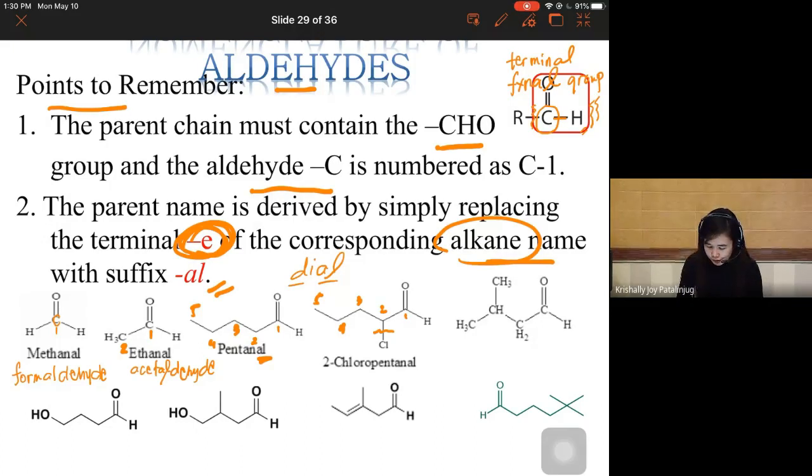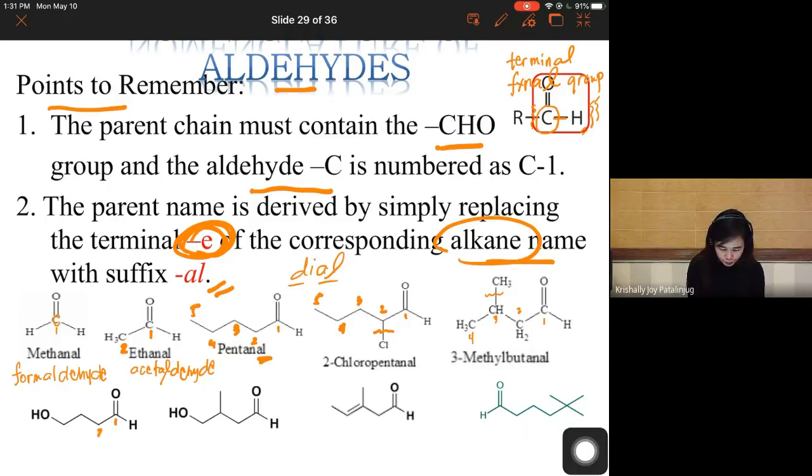Okay, so this is an aldehyde, 1, 2, 3, 4. So butanal ang parent. So automatic, di na ka mag-indicate asa ang aldehyde, kaya automatic na siya sa terminal part ng molecule. Na ay substituent na sa carbon 3, so 3-methylbutanal. Okay, next. You have 1, 2, 3, 4.